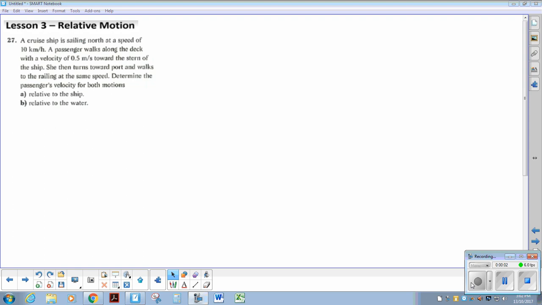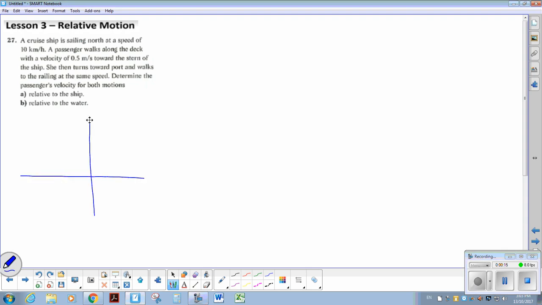Hello, I've had a question in Unit 1, Lesson 3 about relative motion, looking at number 27. Number 27 is the cruise ship sailing north at a speed of 10 kilometers per hour. To visualize this, up is north. We are moving at 10 kilometers per hour, which I'm going to change to meters per second because later in the question we're using meters per second. If we divide that out, I get 2.8 meters per second north.